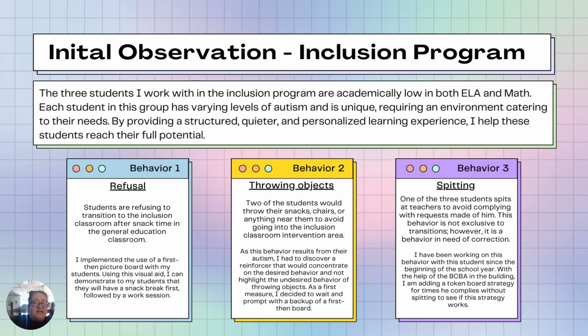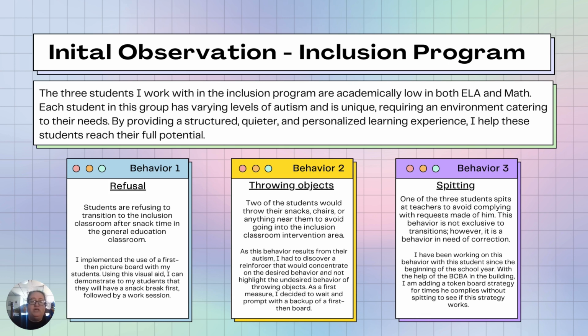So, the behaviors I see from these students are refusal. There are students that refuse to transition into the inclusion classroom after snack time in the general education room, even though their peers are packing up their snacks at the exact same time. I implemented the use of a first then picture board with my students using a visual aid. I am able to demonstrate to the student that yes, they get their snack, but then it's followed by work.